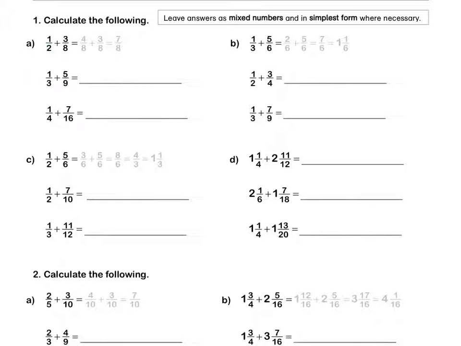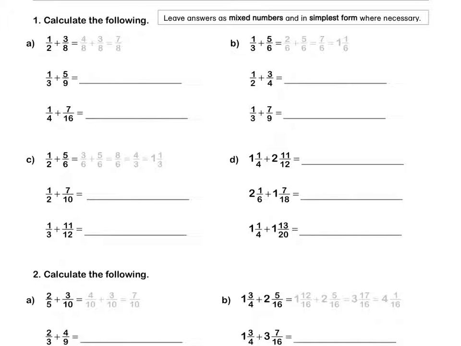A half plus 3/8. The lowest common denominator between 2 and 8 is 8. So we rewrite a half as 4/8. Then we add 3/8 and our answer is 7/8.